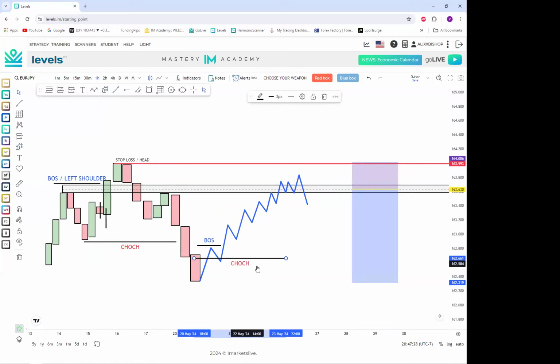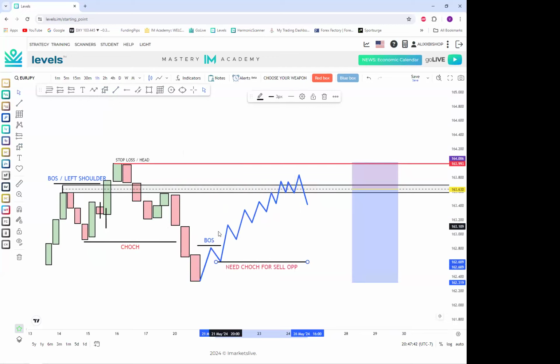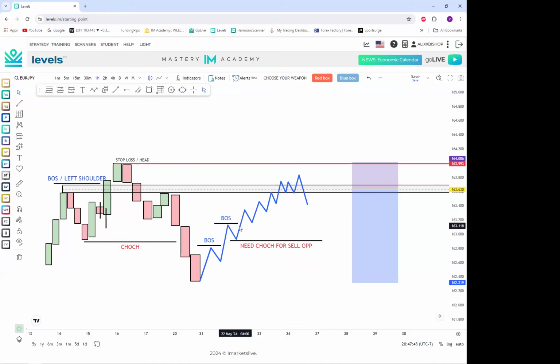Need change of character for sell opportunity. Boom. Market goes higher. We need to adjust. Let's move our line, our stick. Market goes higher. Let's go ahead and adjust our lines.